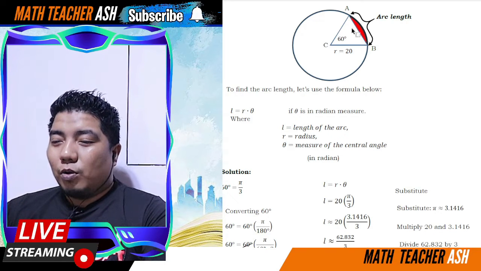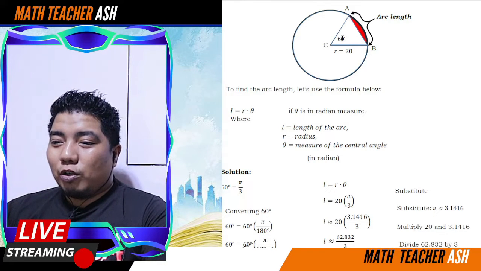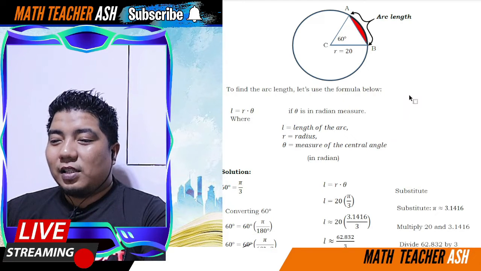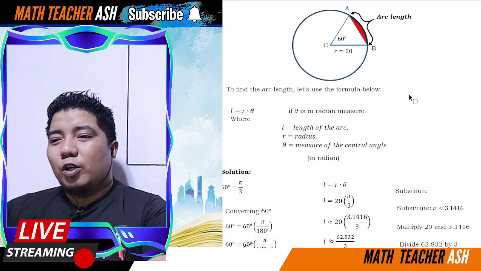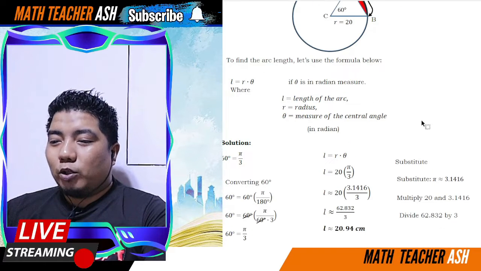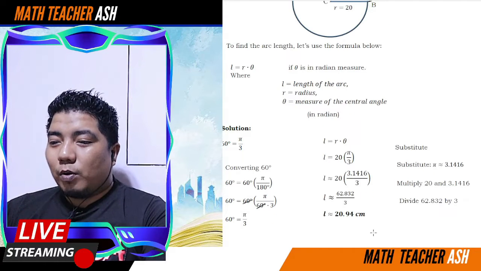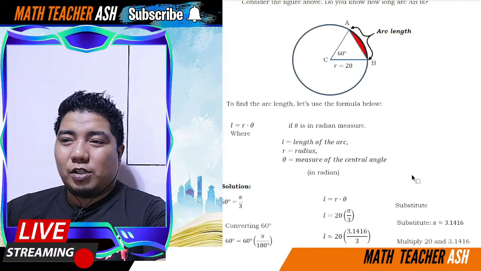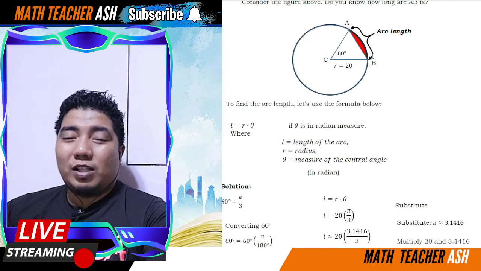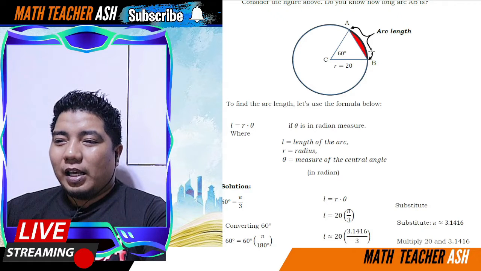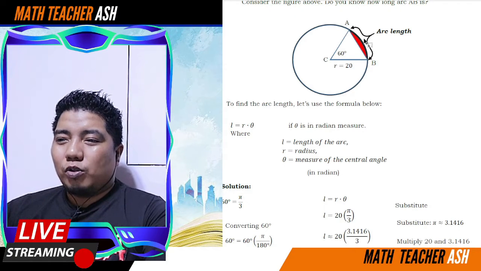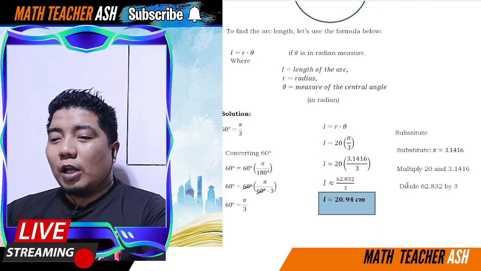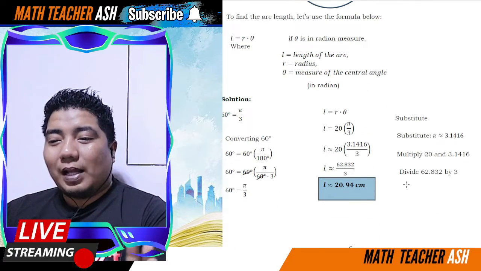Okay? So, you will get the radian measure of 60 degrees. Okay? So, what is the radian measure of 60 degrees? That is pi over 3. So, pi over 3 multiplied to 20 and that is approximately 20.94 centimeters. So, ang pinag-uusapan dito is arc length, my dear math learners, hindi degrees. Okay? So, yung haba niya talaga. Okay? Haba. So, ganun lang kadali, my dear math learners. I hope that is very clear to you.